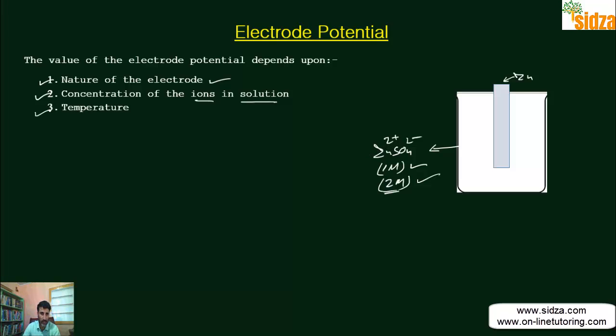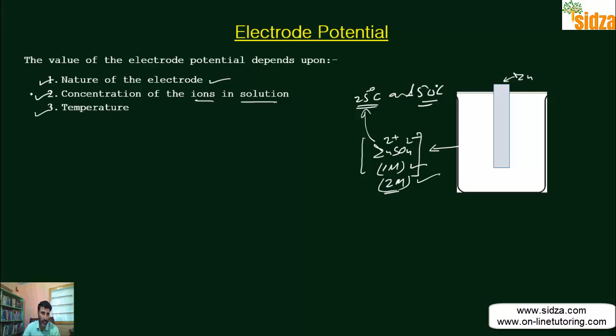And the third factor is the temperature. Temperature is one more important factor. If you increase or decrease the temperature, the electrode potential of a particular electrode also changes. For example, we have a zinc rod in a zinc sulfate solution, the concentration let's say is 1 molar, and you take this electrode at 25 degrees Celsius and at 50 degrees Celsius. At the two different temperatures, this particular electrode will have a different electrode potential. So by changing the temperature, the electrode potential also changes.